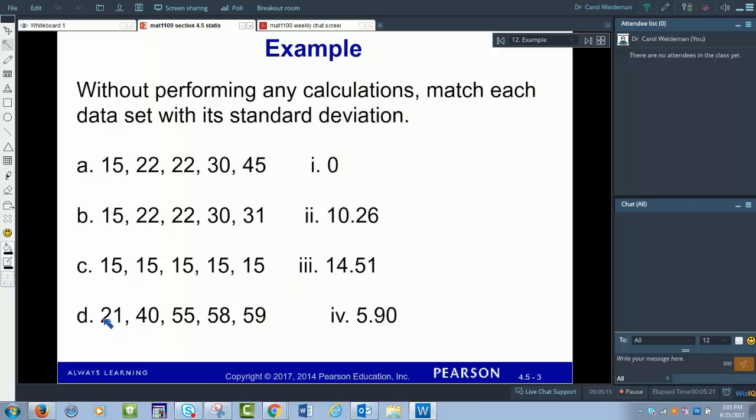And then which data set has the most variation? If we look at the values, we notice that set D has the largest range. So therefore, we would expect that set D would also have the largest standard deviation. So we're left with the first two. The one with the smaller range is going to have the smaller standard deviation, and that's going to be this data set here, which is going to match up with 10.26. And then finally, the top data set would have the standard deviation of 14.51. And so there's our answers.